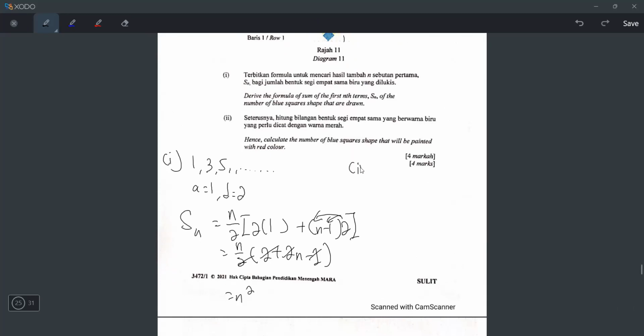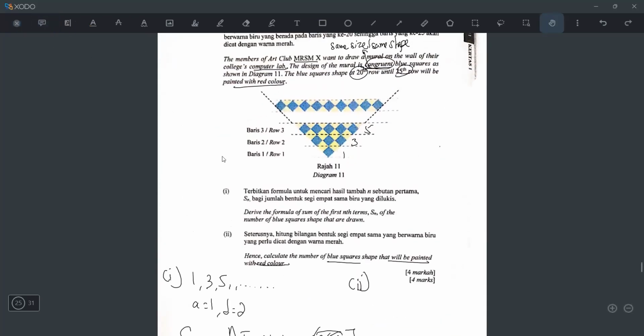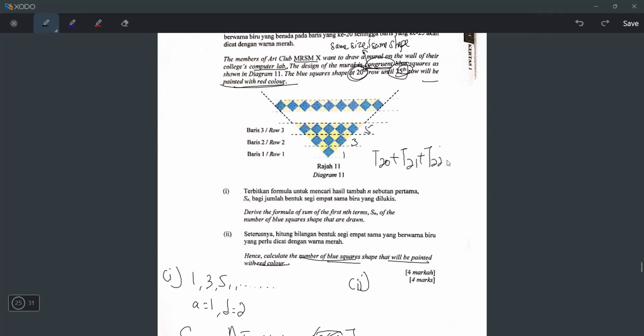Okay, what about number 2? Hence, calculate the number of blue squares shaped that will be painted with red color. Remember they said just now which row will be painted red color? The 20th row to the 25th row will all be painted red color. It means they ask how many squares will be painted with red color. So you need to know T20, because at the 20th row, all the squares will be painted with red color, right? So I need to know T20 has how many squares, plus T21 has how many squares, T22 until T25. Okay, can you understand?